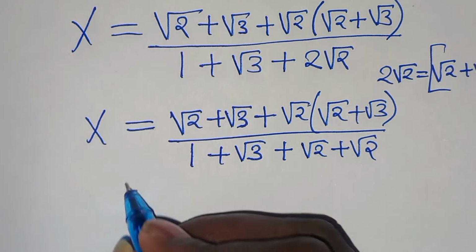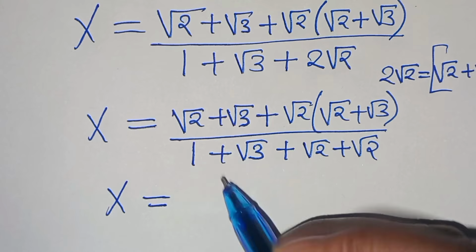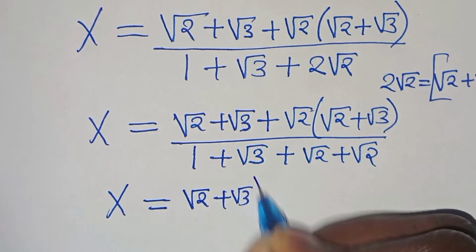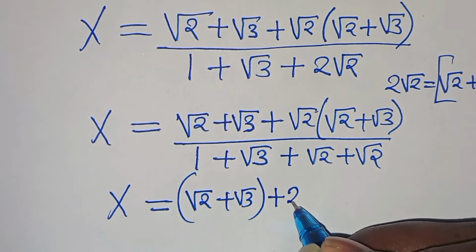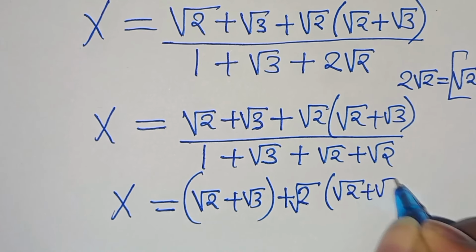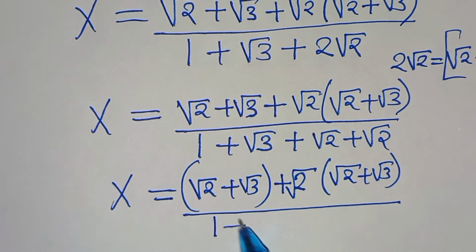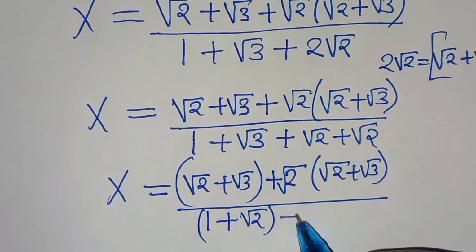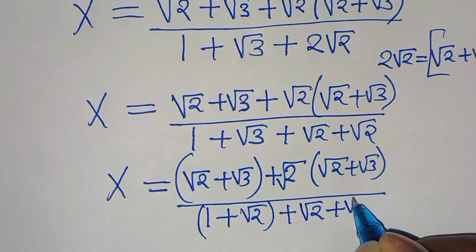Now, the next step is that x will be equal to square root of 2 plus square root of 3. Then we have plus, this is 2, that is square root of 2. Then into the parentheses, we have square root of 2 plus square root of 3. Here divided by, now here we have 1 plus square root of 2, close the parentheses here. Then we have plus square root of 2 plus square root of 3.